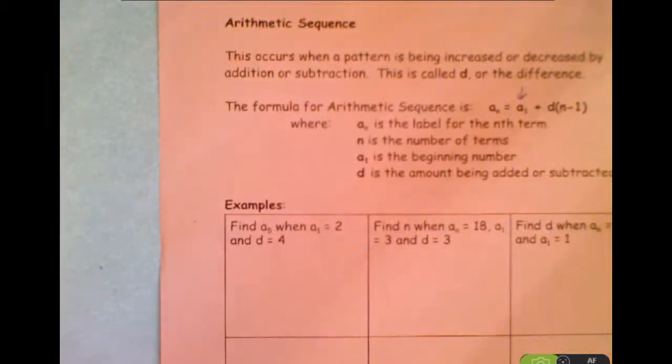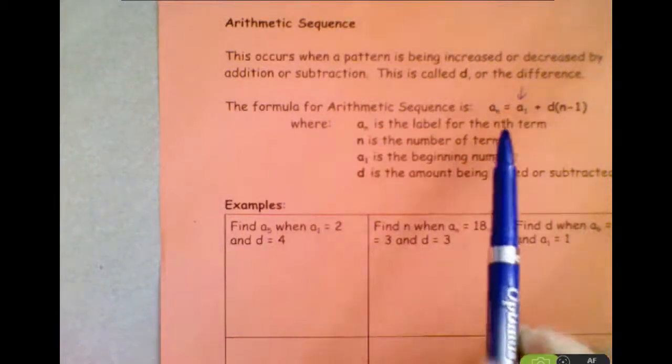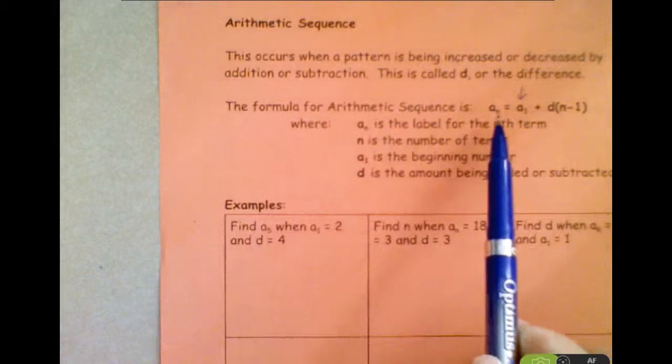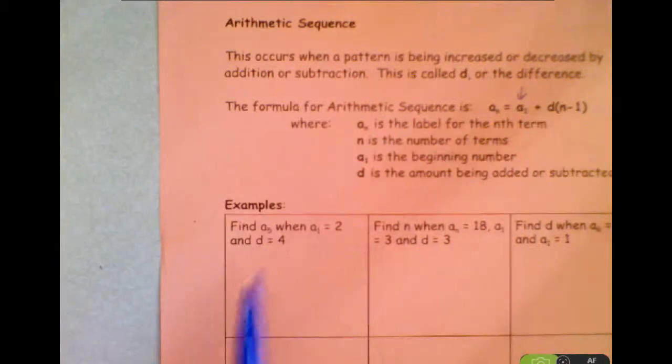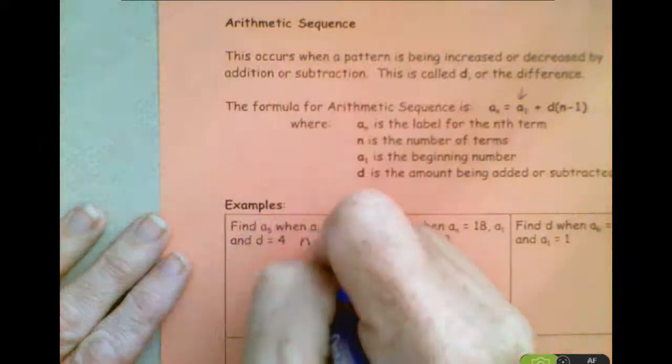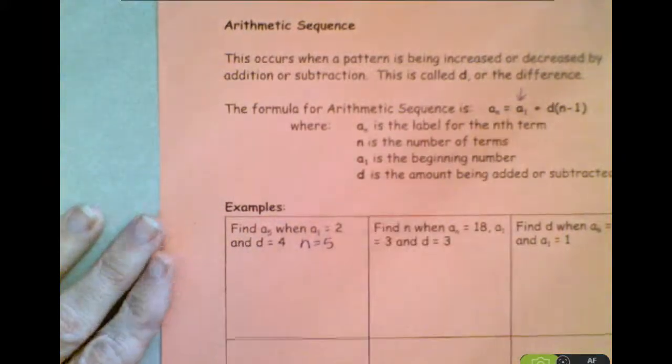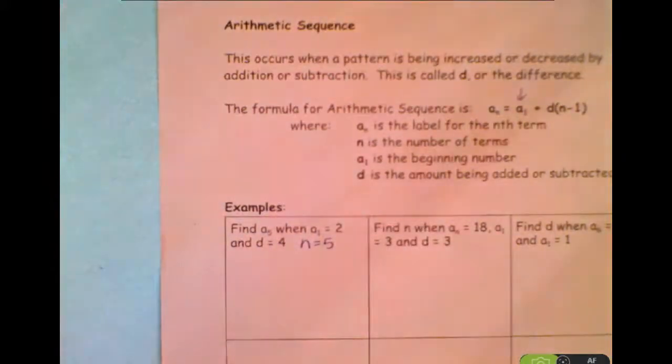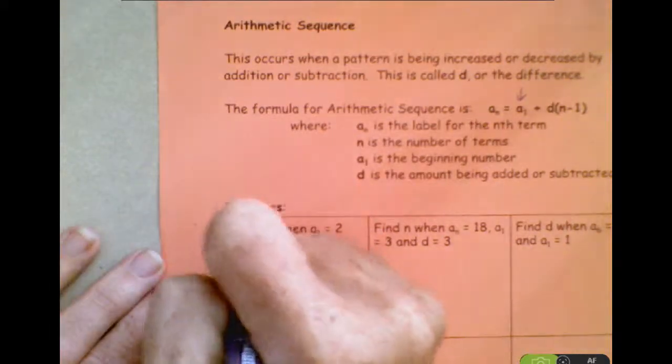So in the first one, find A5 when A1 equals 2 and D equals 4. So look back in your formula now. Do we know An? In this case, what's our N? 5. How do you know that, Haley? Because it says find A5, which means find the 5th term, right? So now we know our N equals 5. So we don't know what A5 is. That's what we're looking for.